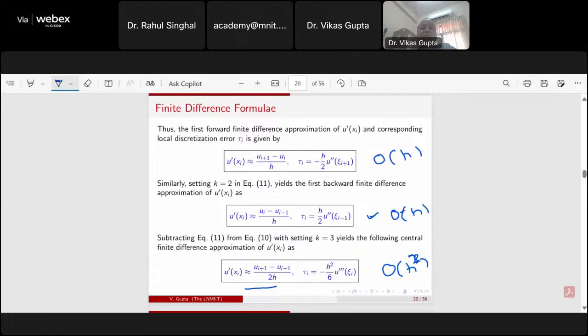But here you require a different kind of regularity for this finite difference approximation. Although the forward finite difference approximation and backward finite difference approximation are accurate of first order, they require less regularity on the continuous solution. While if you approximate the first order derivative by central difference approximation, you are getting higher accuracy, but it requires higher regularity on the continuous solution. That is, the solution should be at least three times continuously differentiable.